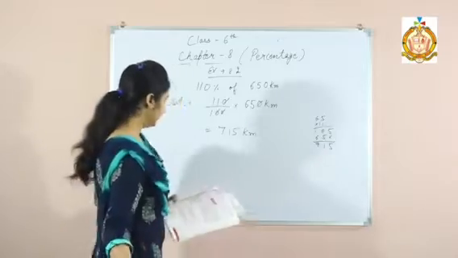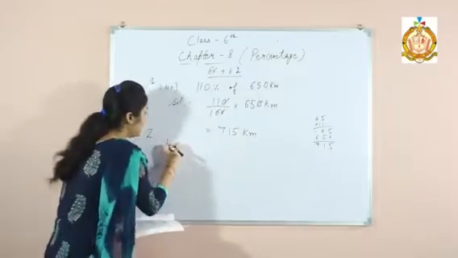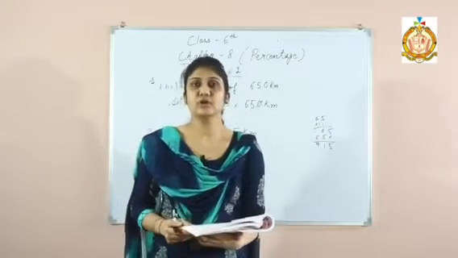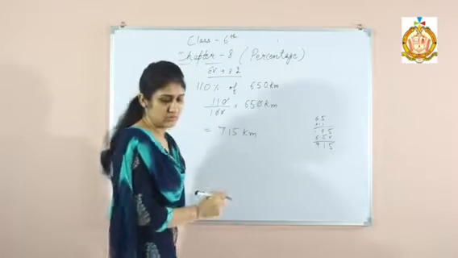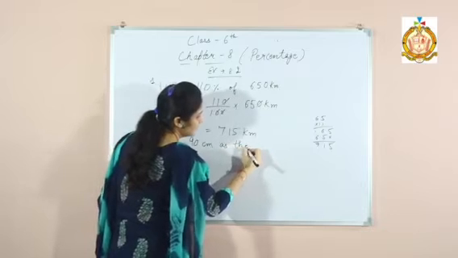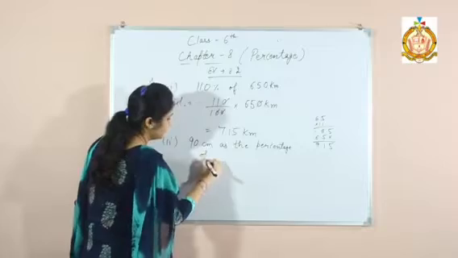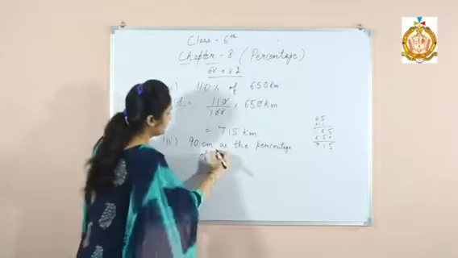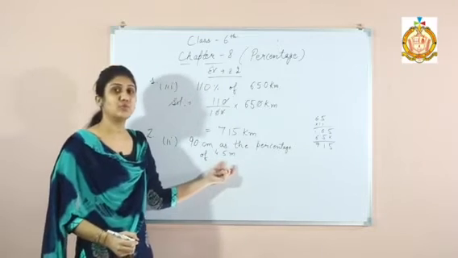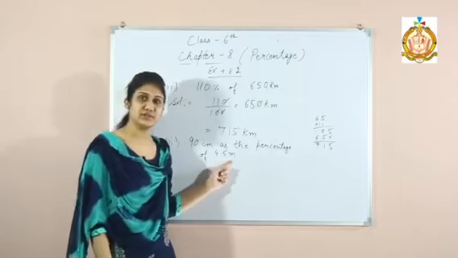Moving to the second sum, we have to express, I am doing the second part, 90 centimeter as the percentage of 4.5 meter. Now first you will solve this one. What is 4.5 meter? Because this is given in centimeter, so we will convert this one also in centimeter.